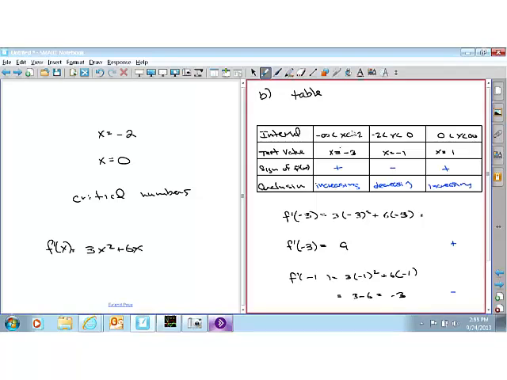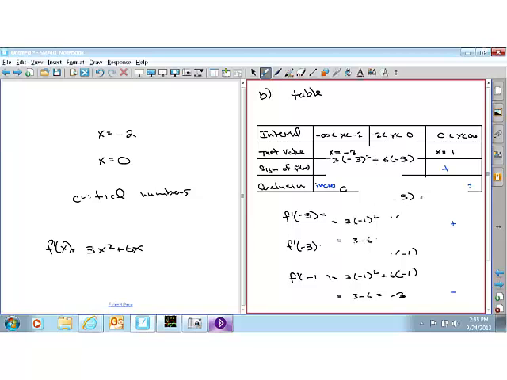Then we pick test values in those intervals. So negative 3 is in this interval, negative 1 is in this interval, and positive 1 is in that interval. And then you evaluate the derivative at these values of x. At x equals negative 3, you plug it in there, and you get positive 9, so you put a positive here. You plug x equals negative 1 into the expression for the derivative, and you get negative 3, so you get a negative sign. And if you plug in x equals positive 1, you get 3 times 1 squared plus 6 times 1, which is positive 9. So that's positive.